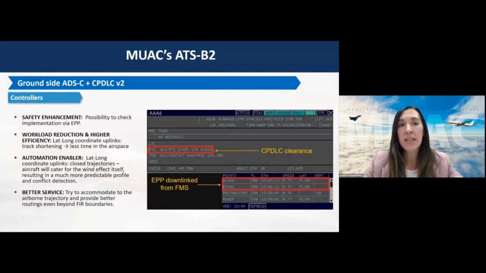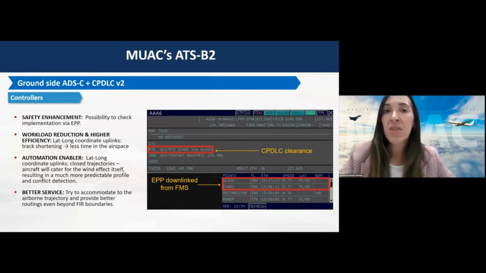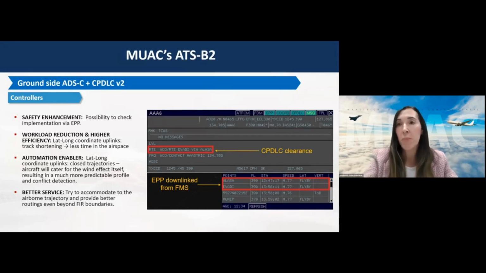With all these functionalities, we see already many benefits for the controllers. The first one is the big safety enhancement because they have much more information of what the aircraft intentions are, the trajectory, the cruise level. We also see a workload reduction and higher efficiency because there is this push to load functionality on the aircraft side. And that makes it easier for pilots, but also for controllers, to uplink more complicated clearances. And they can also be checked that they are properly implemented thanks to the EPP being downlinked.